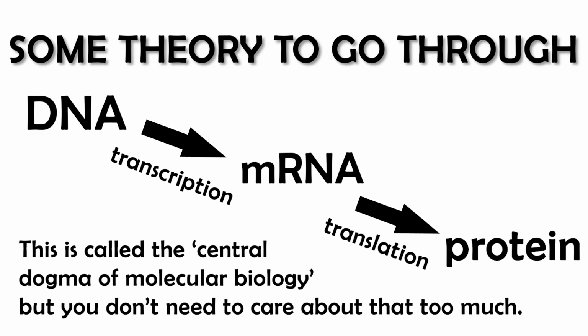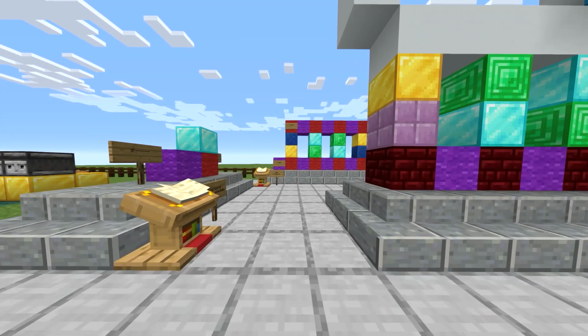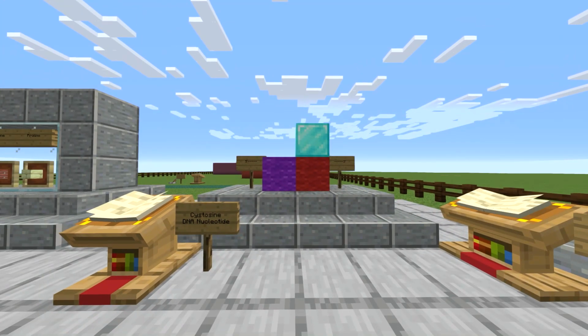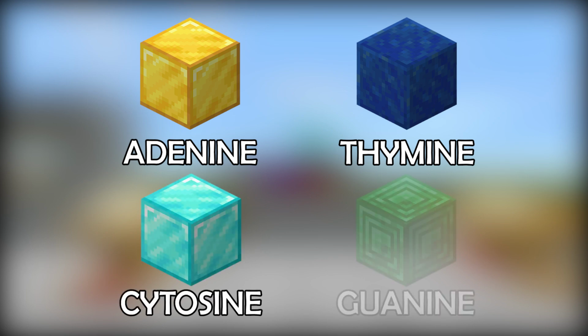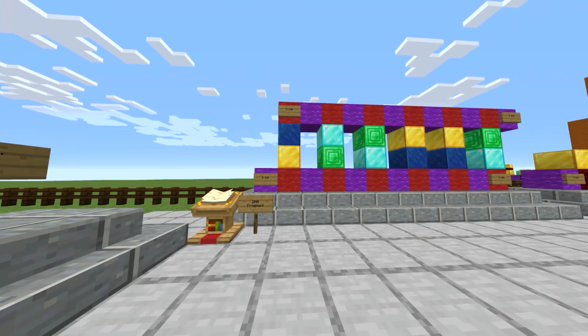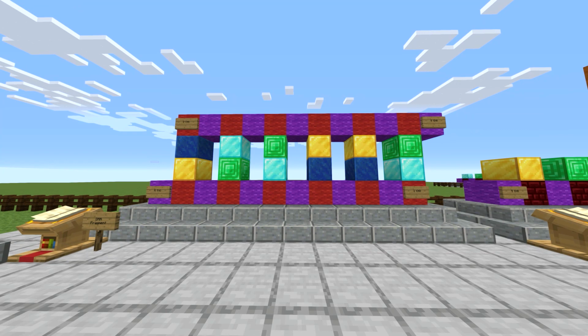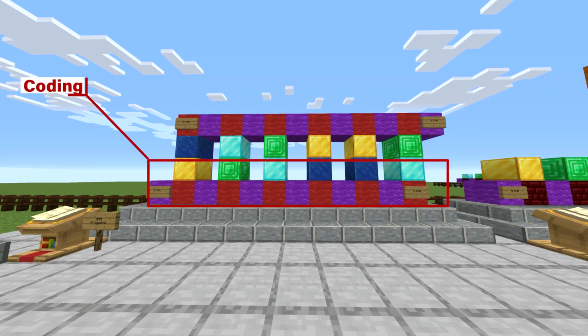For transcription, we need to know what the structures of DNA and mRNA are. Each DNA nucleotide has three components: phosphate, deoxyribose, and a base. Importantly, each base could be one of four options: adenine, thymine, cytosine, or guanine. In a cell, however, DNA comes in two strands: the coding strand, which is on the bottom here, and the template strand, which is on the top.